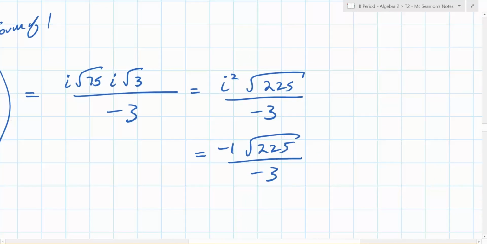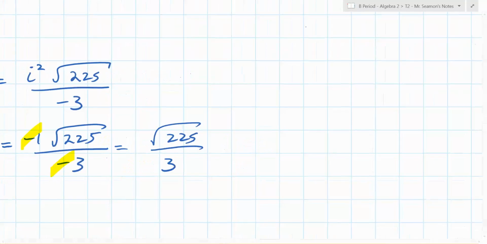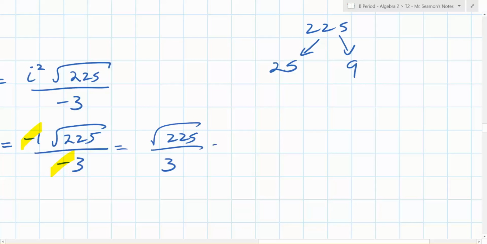What cancels? What's an easy thing that cancels? The negatives cancel. The negative goes away. So then you're almost done. You're so close to being done. What's the one last thing you have to do? You have to break down the square root of 225. You can pull out 25 and 9. What are both of those? Square roots. That's the square root of 25 times the square root of 9, over 3.